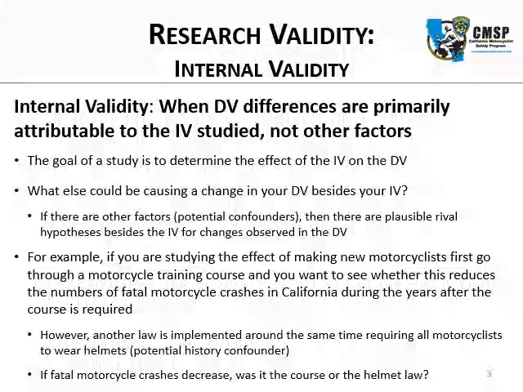So if fatal motorcycle crashes decrease, was it the course that they were required to take, or was it the helmet law? You can see the confusion that occurs because you've got competing potential explanations, and that's what we mean when a study has poor internal validity.